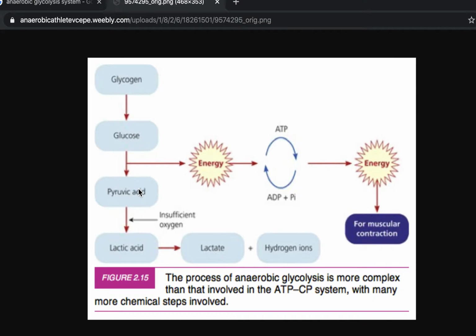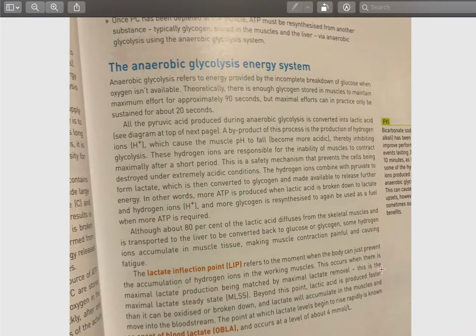But as I said, this is a stopgap point. It can't stay as pyruvic acid. Pyruvic acid, neither good nor bad. But at this stage, we're still not breathing heavily enough, breathing fast enough. Our heart is not pumping hard enough or fast enough. So the muscle itself doesn't have enough oxygen. So there's insufficient oxygen. Pyruvic acid becomes lactic acid, and lactic acid is made up of lactate and hydrogen ions. And it's noticed here that the process is more complex than the ATP-CP system with lots more steps, so you can tell that it's going to take a little bit longer to get this done.